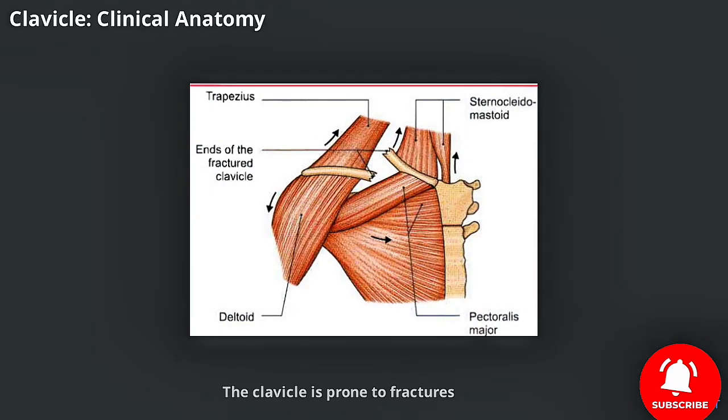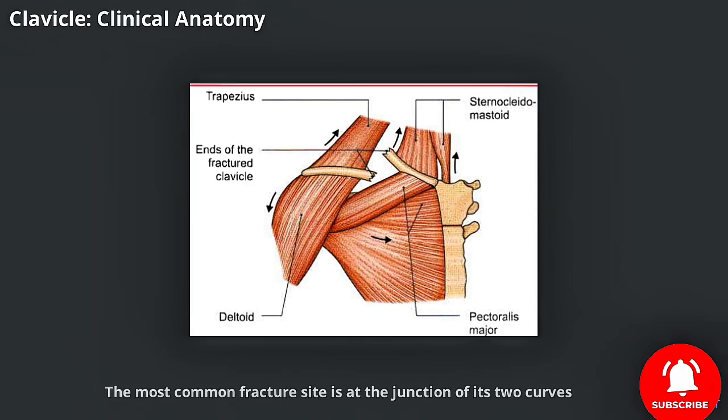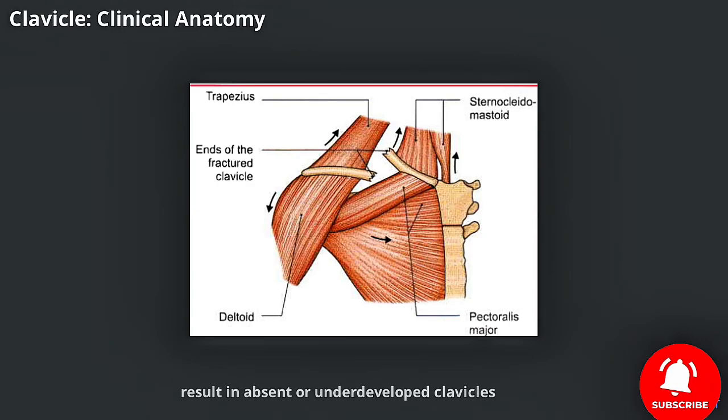The clavicle is prone to fractures, especially from falls on an outstretched hand. The most common fracture site is at the junction of its two curves, which is structurally the weakest point. When fractured, the lateral fragment is often displaced downward due to the weight of the limb. Congenital conditions like cleidocranial dysostosis can result in absent or underdeveloped clavicles, leading to drooping shoulders and increased mobility.